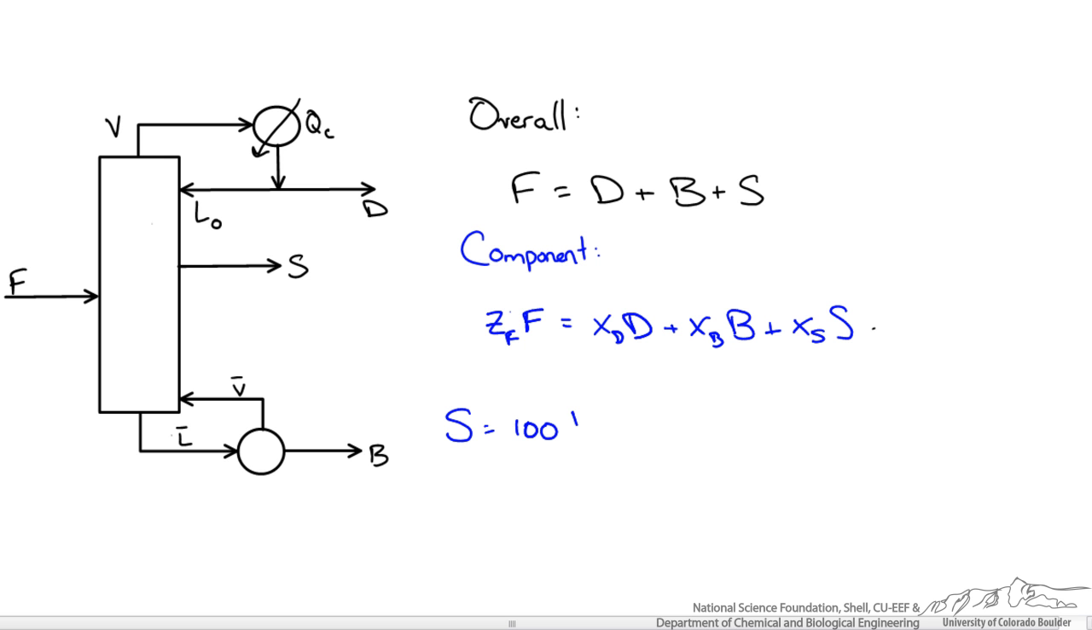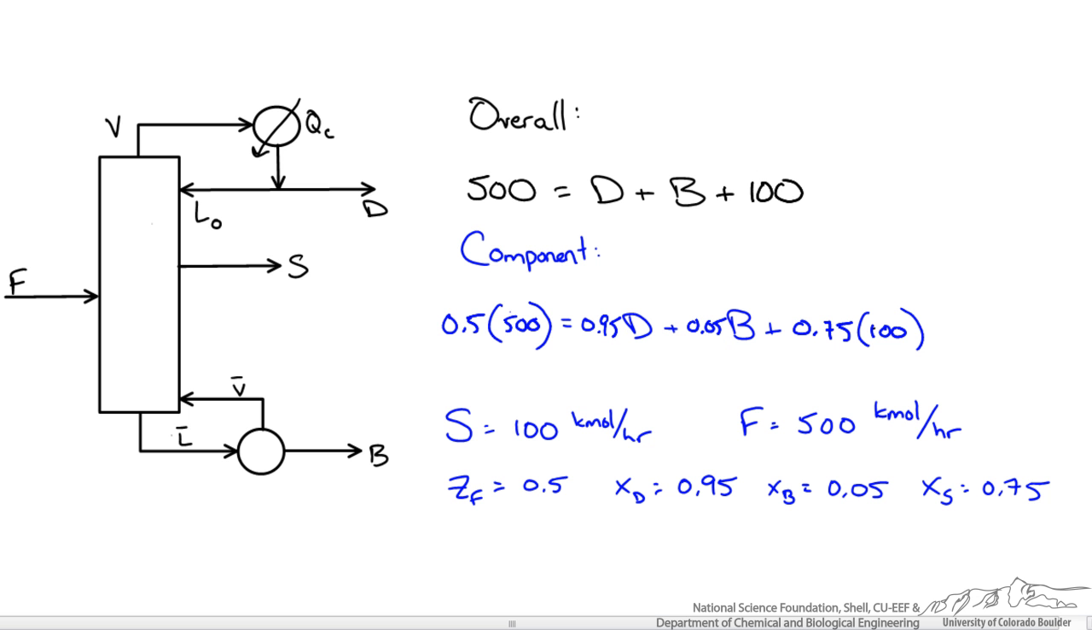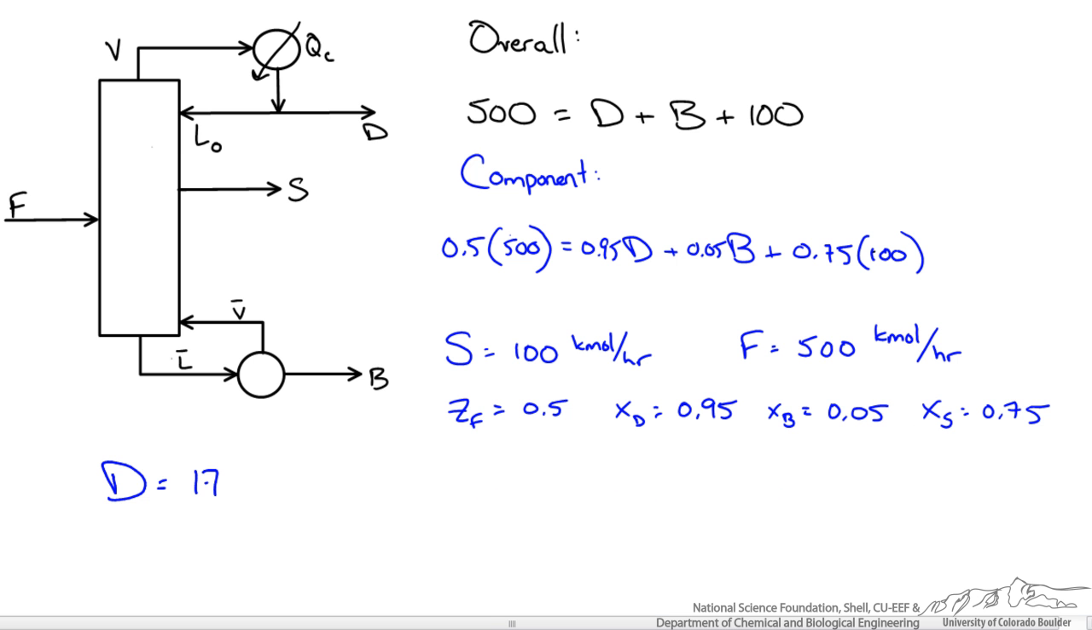But we were told that our side stream was 100 kilomoles an hour, and our feed was 500 kilomoles an hour. We were also told compositions. So plugging in these values into our material balance shows us that we have 2 equations and 2 unknowns, and we could solve for D and B. After solving, I get a distillate flow rate of 172 kilomoles an hour and a bottoms flow rate of 227.8 kilomoles per hour. So that's great. That gives us ideas on the flow rates leaving and entering our system.